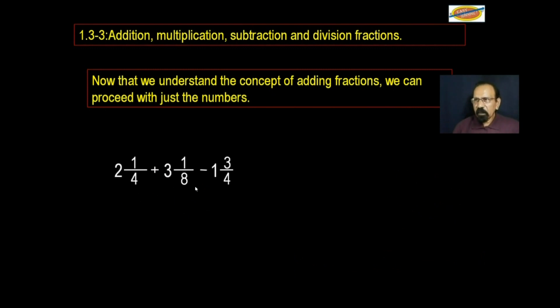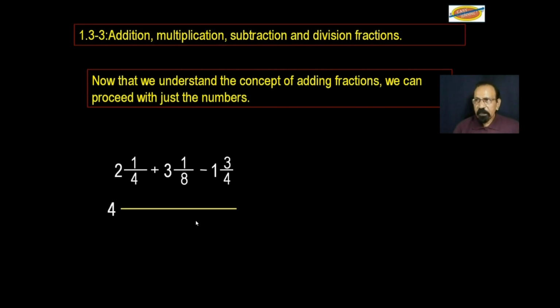Now let's look at this one. 2 and a quarter plus 3 and 1/8 minus 1 and 3/4. Well, first of all, we deal with the whole numbers. 2 and 3 would be 5, minus 1 would give you 4.